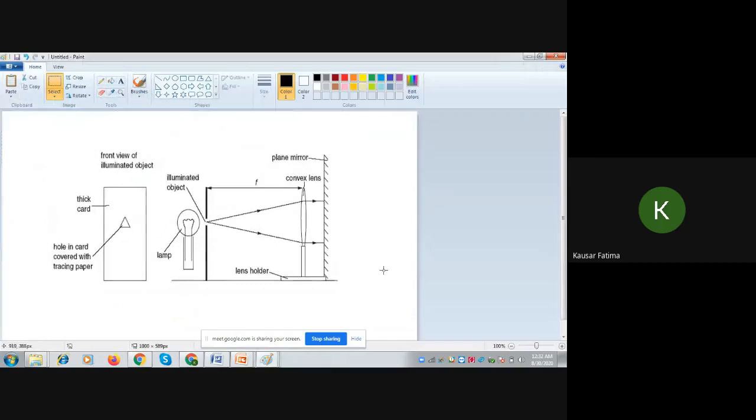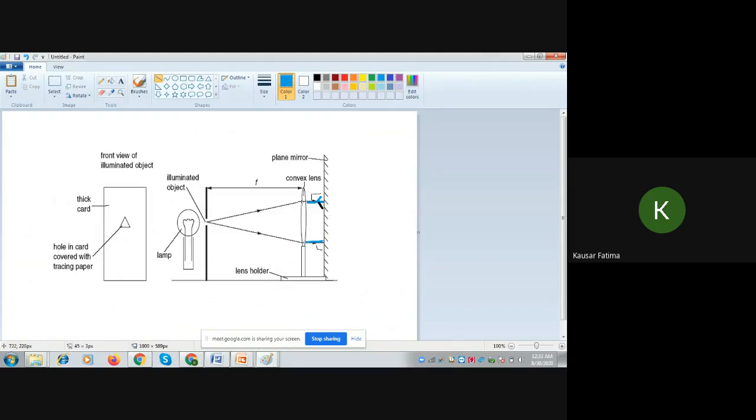So what will happen? These rays which are going towards the plane mirror will reflect off, following the same path, and come back this way. They come back the same way because they strike the mirror at 90 degrees. You can see it is a 90 degree angle. This one is also striking at 90 degrees, so it will come back following the same path. Now this also will come back.